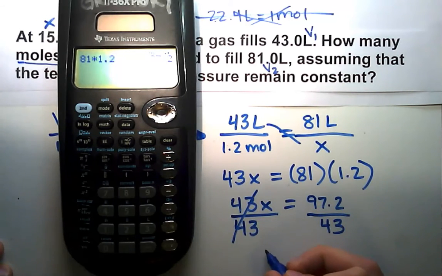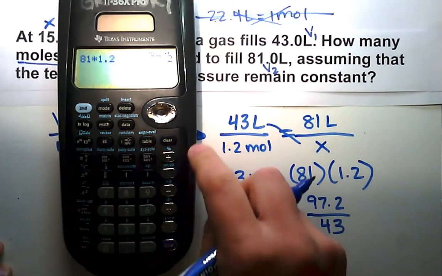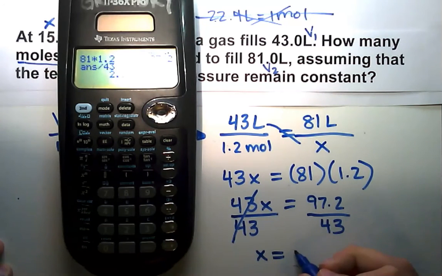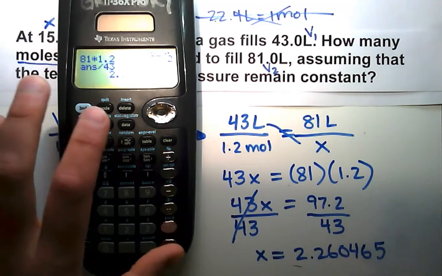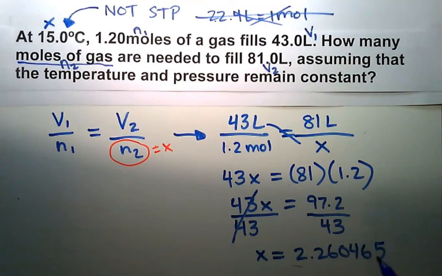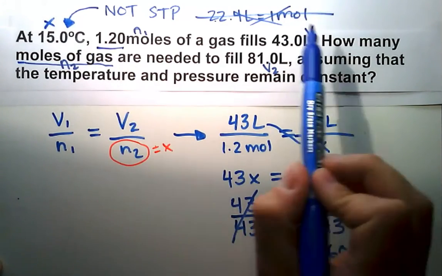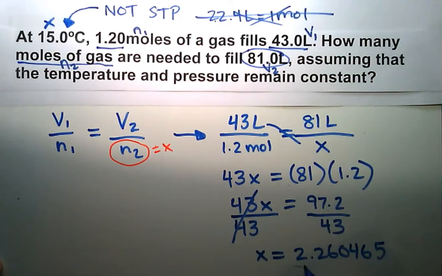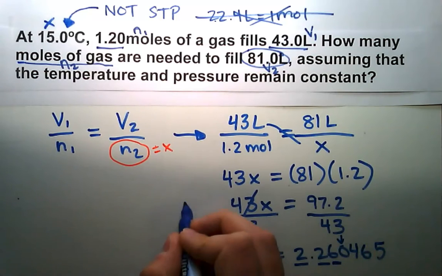And when we do that, we end up with X equals 97.2 divided by 43, which is 2.260465. We'll write out all those decimal places, but of course we are going to have to round to appropriate significant figures. In our problem, we have 3 significant figures, 3 significant figures, and 3 significant figures. We're going to round to 2.26, and then the 0 of course makes that 6 remain a 6.